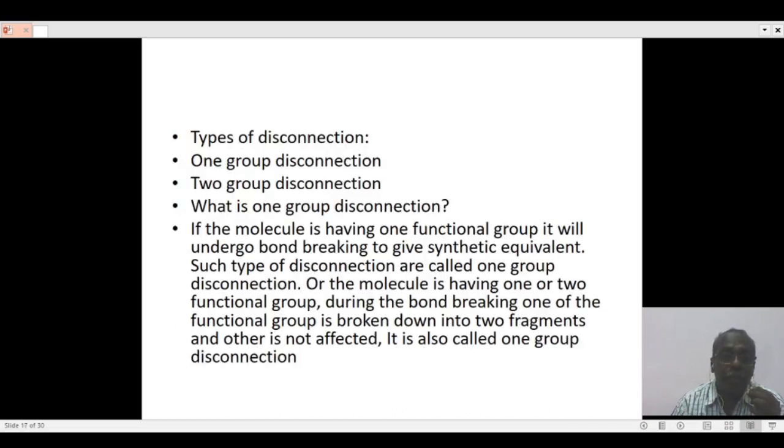Types of disconnection: one group disconnection and two group disconnection. There are two different types of disconnection. What is one group disconnection? If the molecule has one functional group, it will undergo bond breaking to give a synthetic equivalent. Such type of disconnection is called one group disconnection. Or, the molecule has one or more functional groups. During the bond breaking, one of the functional groups is broken down into two fragments and the other is not affected. It is called one group disconnection.